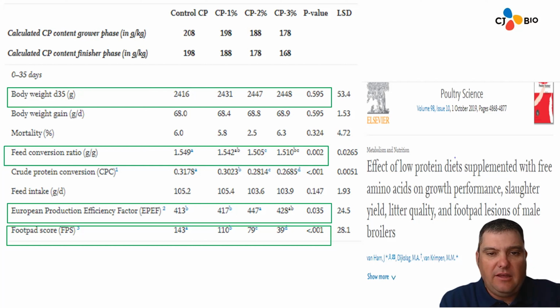However, if you look at the middle graph, you can see feed conversion ratio is actually significantly improved at the 2 and 3% level compared to the control. So as we reduce dietary crude protein by 2 and 3%, we see improvements in feed conversion ratio, as well as the European production efficiency factor. In addition, we see footpad scores are improving. So we have improved efficiency, less excretion of nutrients into the litter and the environment, and improvements in footpad scores.